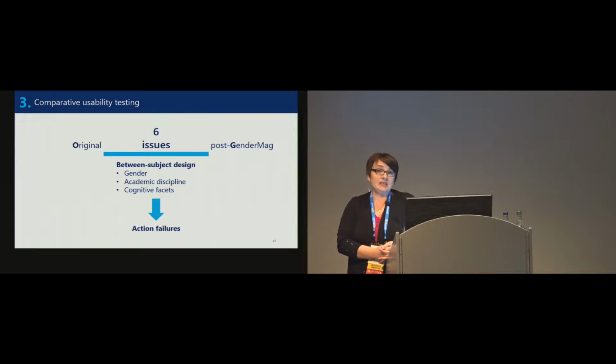We had a between-subject design with the original versus the post-GenderMag redesign versions of the paper prototype. And what we actually counted are action failures, okay? So again, this is something like task performance, but there can be several action failures, several steps towards accomplishing a task. So that's a bit more granular measure.